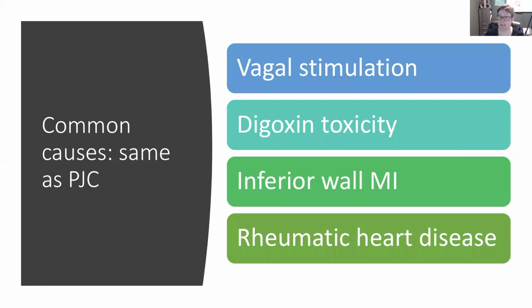So common causes, vagal stimulation. When the vagus nerve is stimulated, it enhances the slowing of the heart rate. So people who are bearing down, holding their breath, coughing. Digoxin toxicity, which we talked about in the last section. Inferior wall MI, we talked about in level 1, and rheumatic heart disease. So we're going to talk about rheumatic heart disease next.